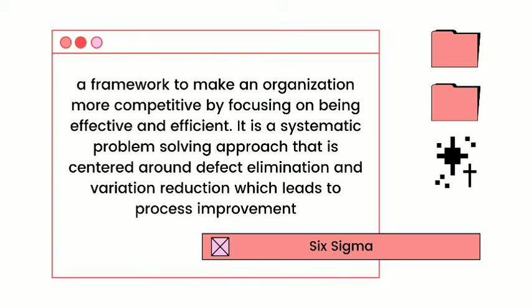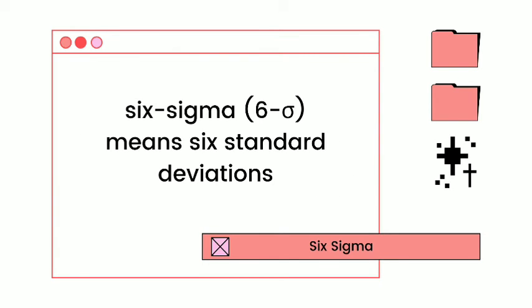This is a framework to make an organization more competitive by focusing on being effective and efficient. It is a systematic problem-solving approach that is centered around defect elimination and variation reduction, which leads to process improvement. In more detail, Six Sigma means 6 standard deviations. Primarily, it characterizes the dispersion or spread of a set of data values with respect to the mean. It derives from the normal or bell curve in statistics, where each interval indicates 1 sigma or 1 standard deviation.